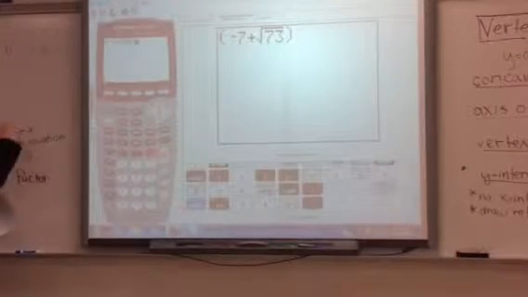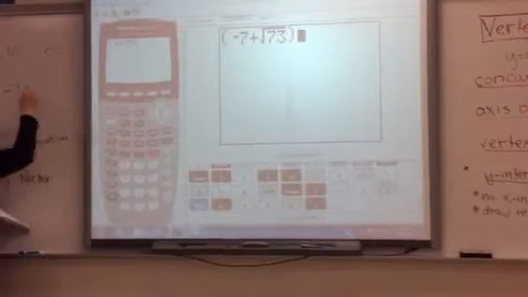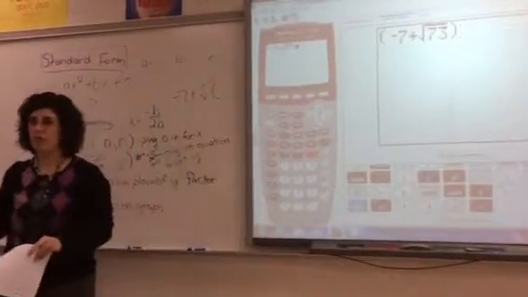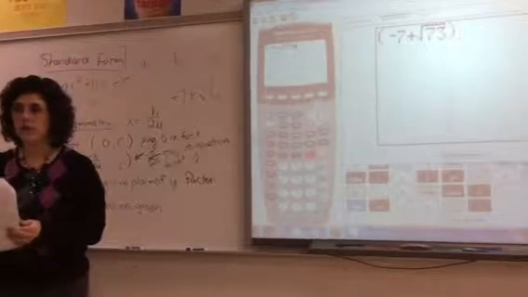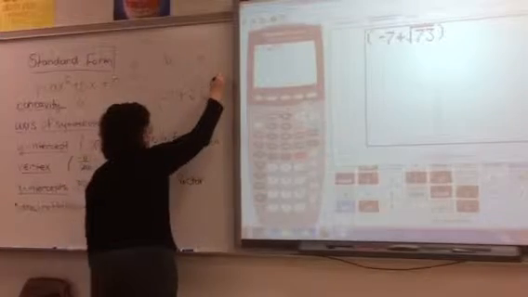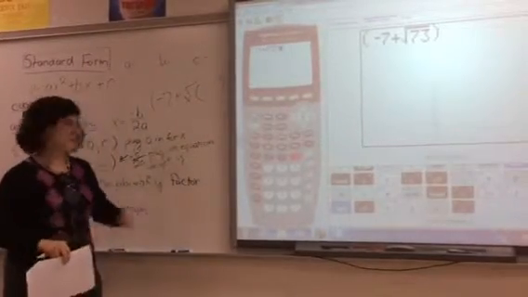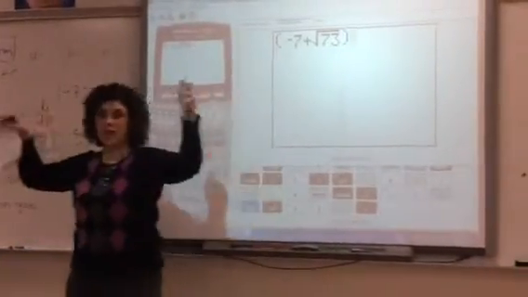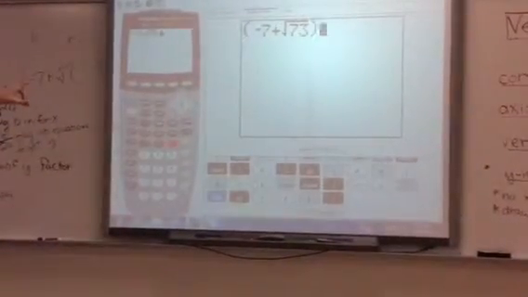How many of you had this though? When you did the square root, your calculator automatically gave you a parenthesis. Did anyone's calculator do that? If your calculator did that, you're going to need to put 2 sets of parentheses. You're going to have to close it and then close the ones on the ends. Everyone else's looks like mine.